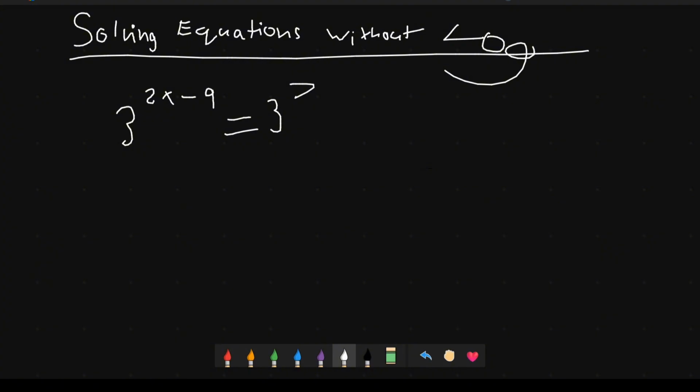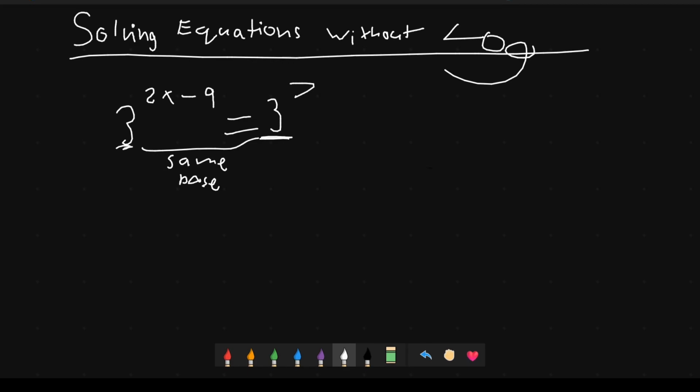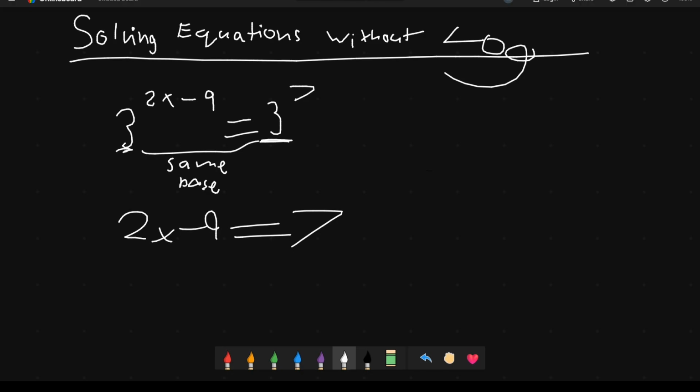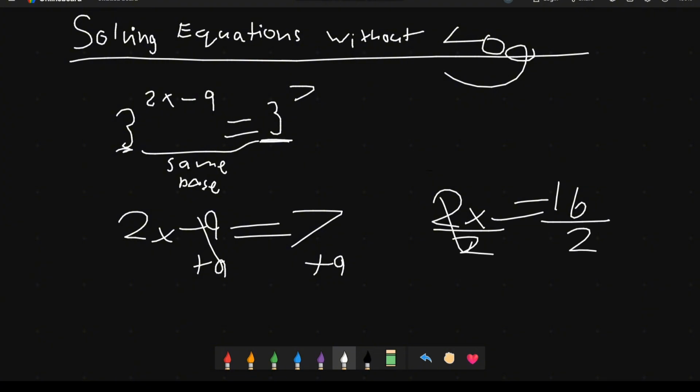Now, we can see that both bases are 3, so they're identical, so we can label those as the same base. Since they're the same, we can simplify that down to just 2x minus 9 equals 7. It's just simple algebraic equations like usual. So you would just add 9 to both sides. You cross that out and add 9 here, and then you're left with 2x equals 16. Then you simply divide by 2 on both sides, cross that out, and you're left with x equals 8.